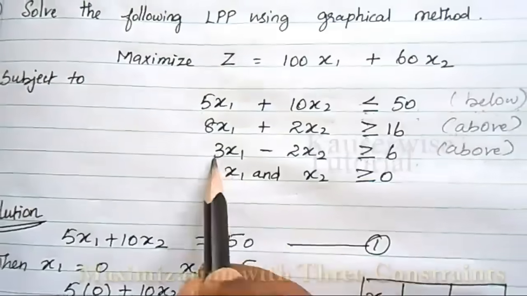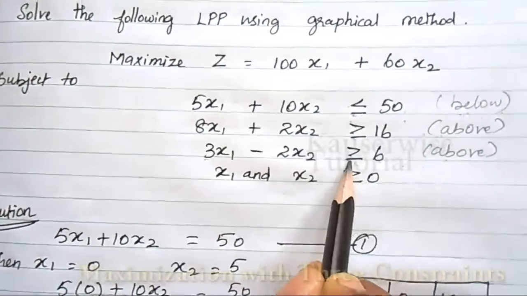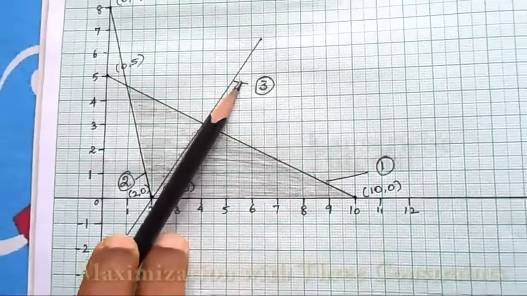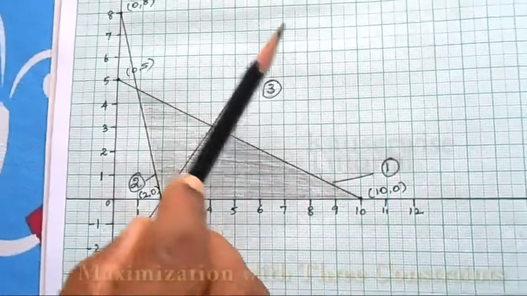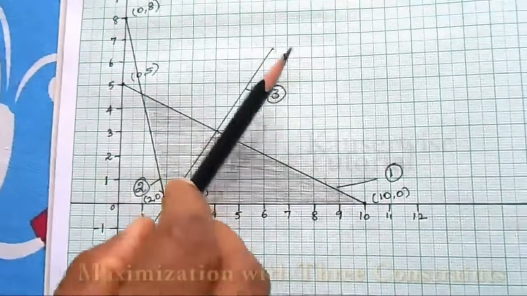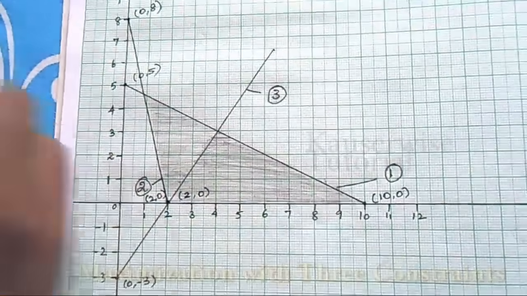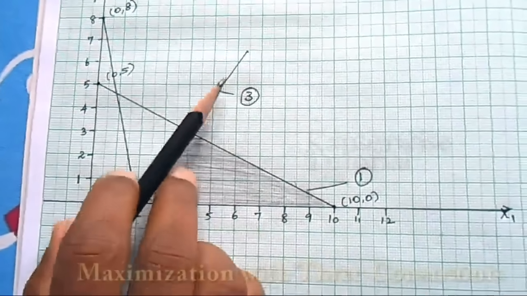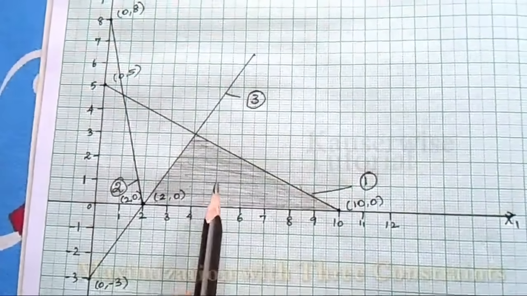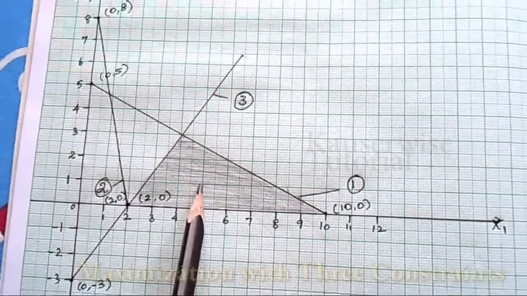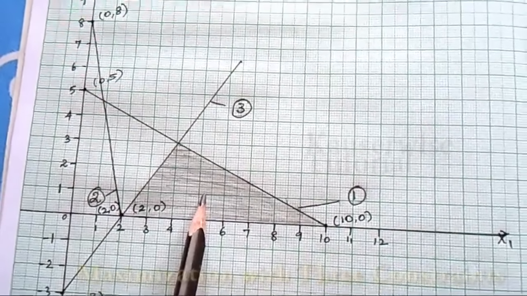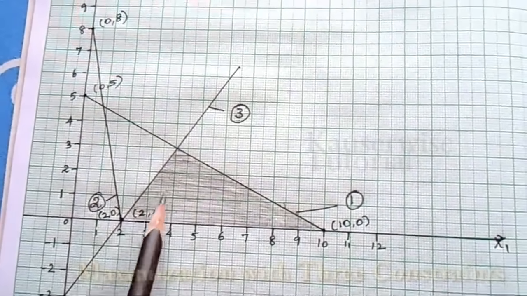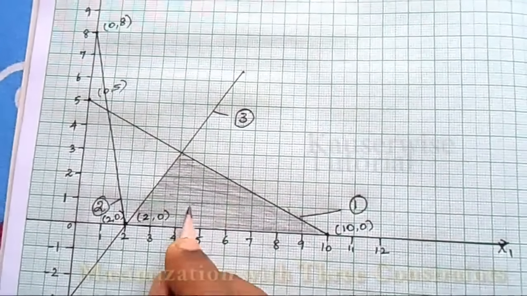Now go for the third one. Look at the third constraint. The condition is above, so the feasible region should be above this line. This is the inner side, this one is the outer side. So erase this part. So this is the final feasible region, found based on the 3 conditions: it should be below the first line, above the second line, and above the third line.